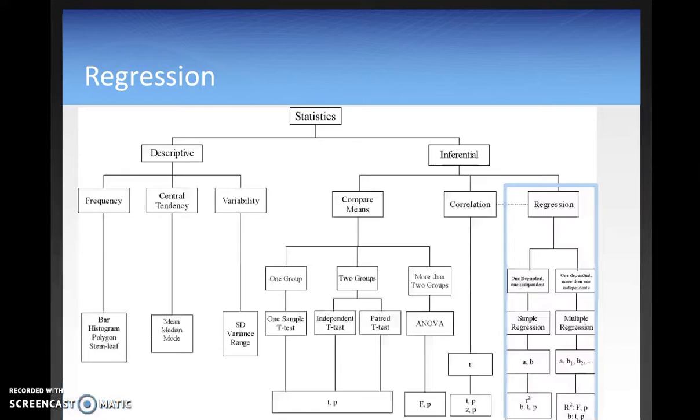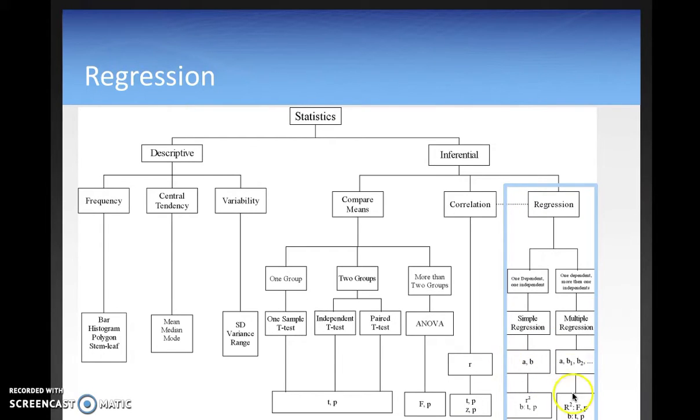This video is about multiple regression, and as you can see, regression is part of the inferential statistics, and multiple regression is a further development of the simple regression. The difference here is that instead of only having one independent variable, we have more than one independent variable. So instead of only using one variable to predict our outcome, now we use multiple variables to predict outcomes.